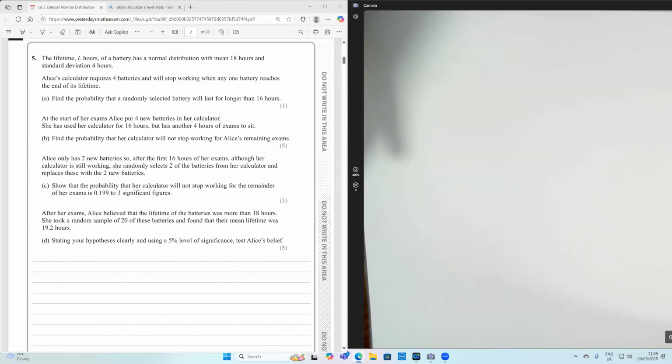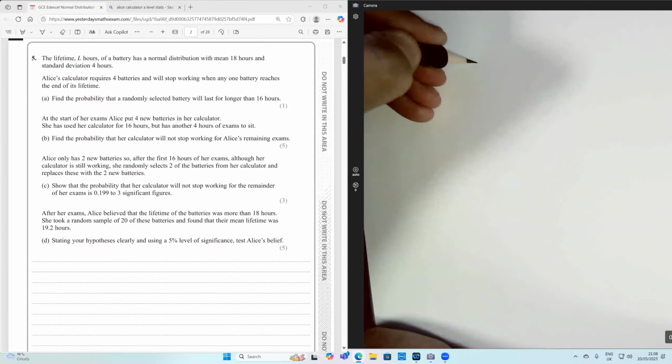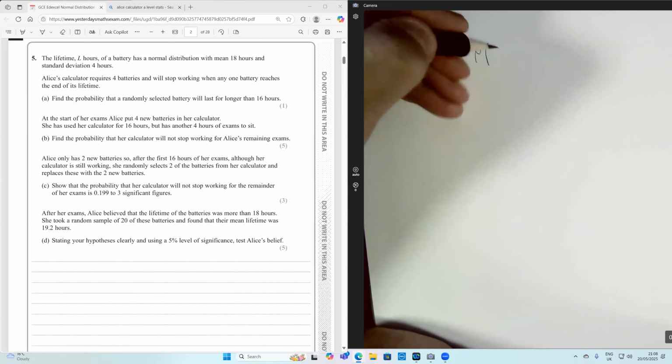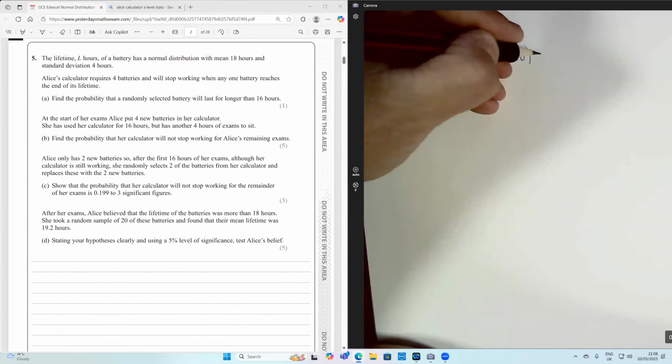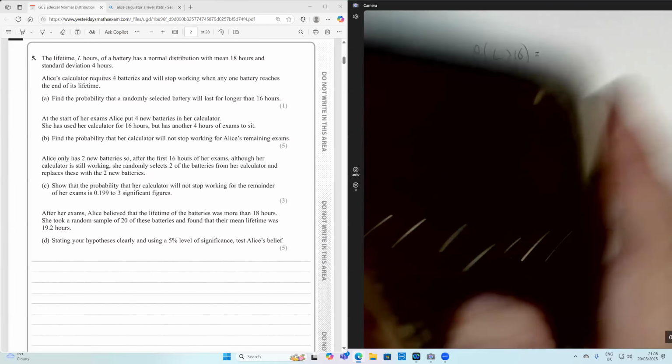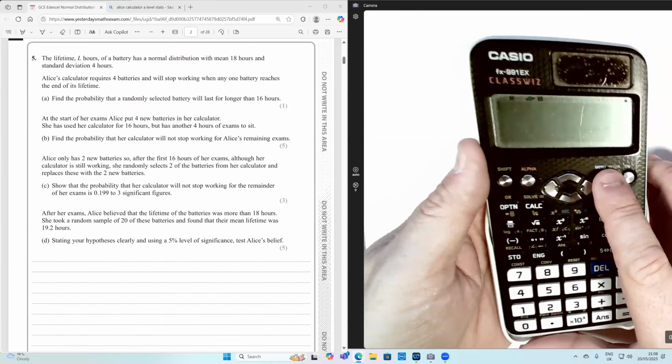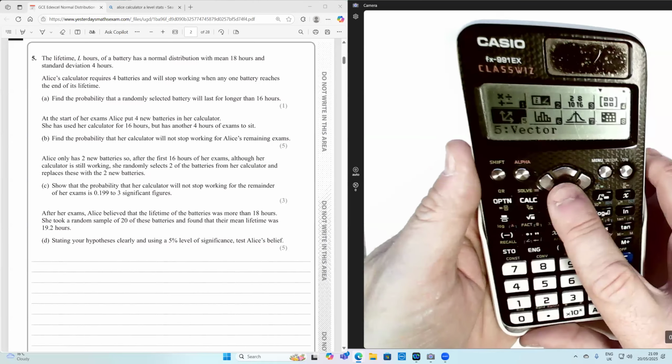So this is just the probability that any individual battery will last longer than 16 hours. So what we've got to work out here is the probability that L is greater than 16. Okay, so let's have a look at that and, specifically, how I program it into my calculator.